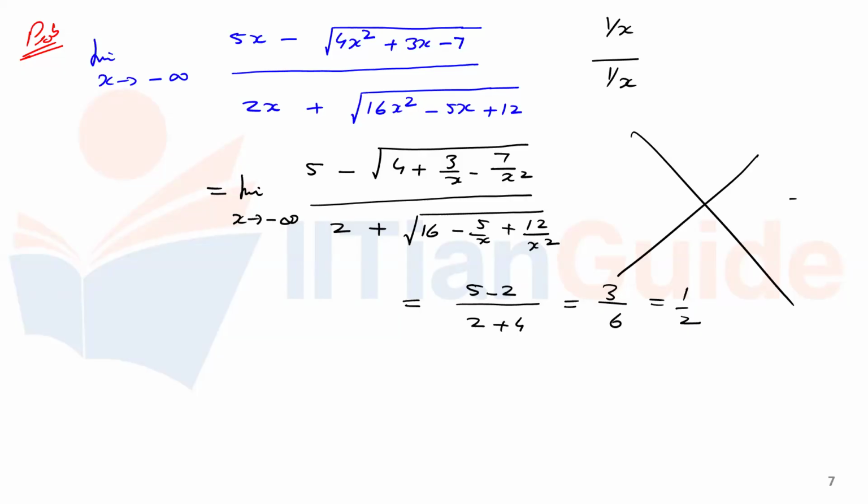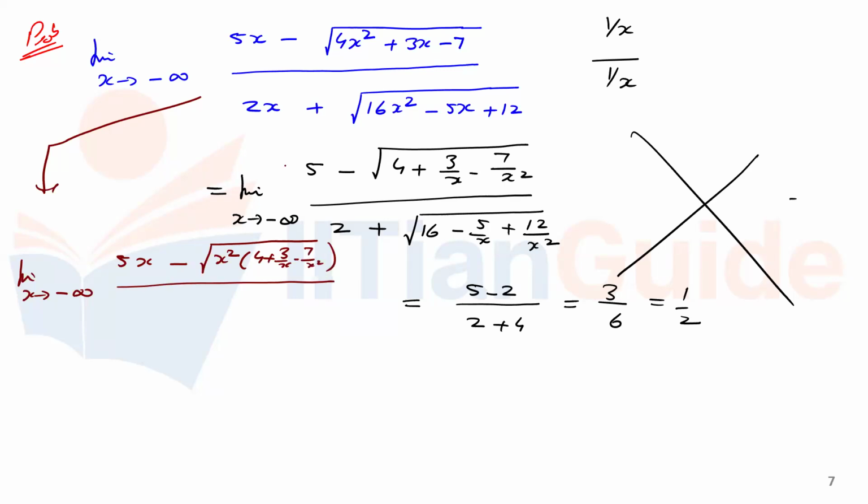Just a minute. I am doing the same problem, the correct method. I am writing limits x extending to minus infinity. 5x is there. Minus, I am taking x square common. I am showing you step by step. I am taking x square common. After that, I am getting 4 plus 3 by x minus 7 by x square.